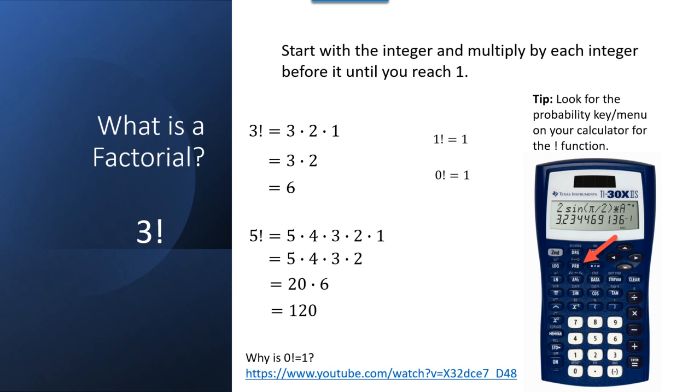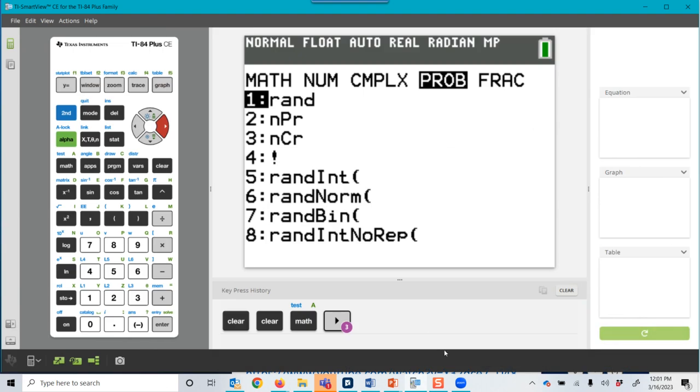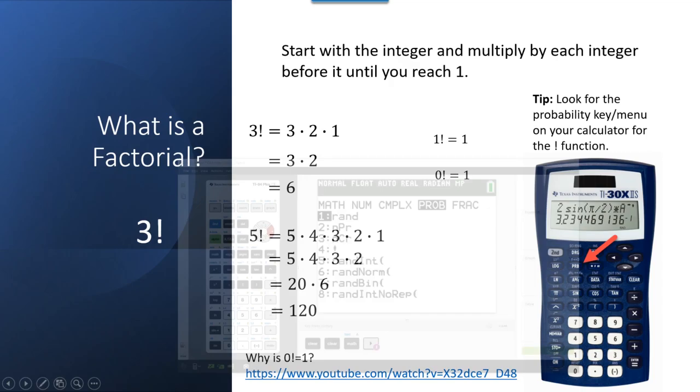If you're on a TI-84, for example, you're going to find this if you click on the math button here, and you'll get this menu, and you want to go over to the probability key, and you'll find the exclamation point there on that list. So you type in the number and then go find this in the menu and select it and hit enter, and it will calculate the factorial for you.